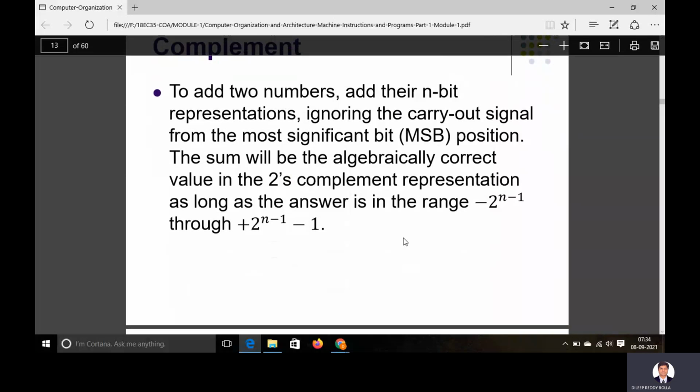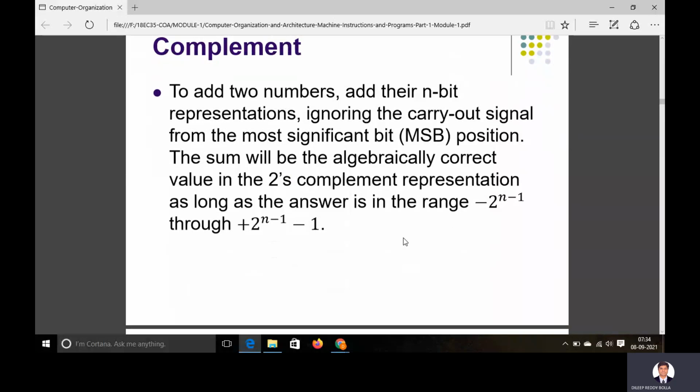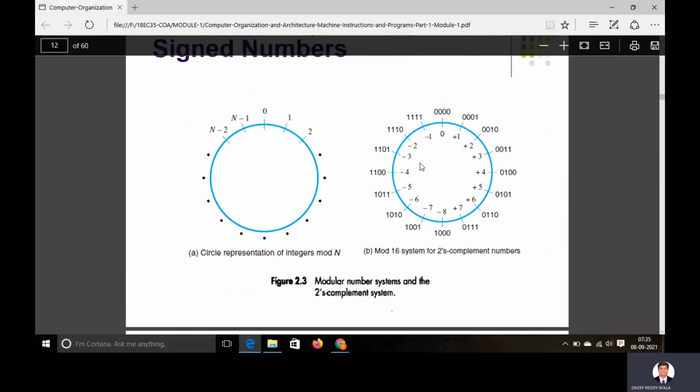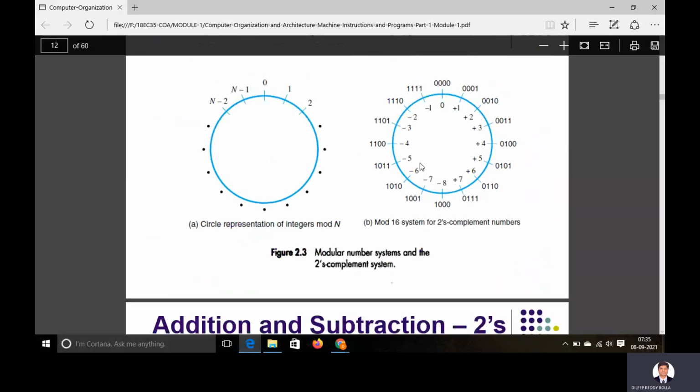Now, the sum will be the algebraically correct value in 2's complement representation, as long as the answer is ranging from minus 2 power n minus 1 to plus 2 power n minus 1 minus 1. This tells you the complete range. So if you do the addition, the result should be within the range. That's the point we are trying to make here.